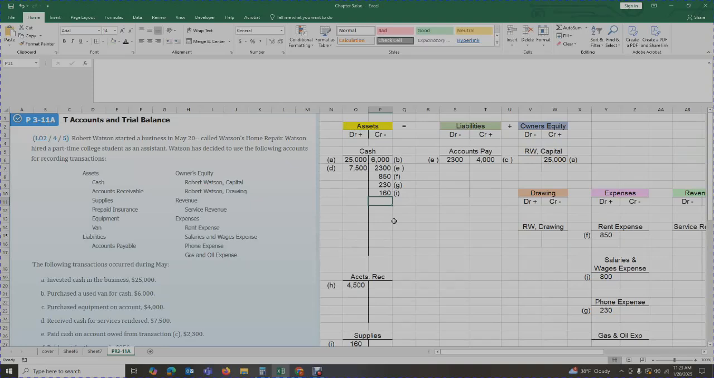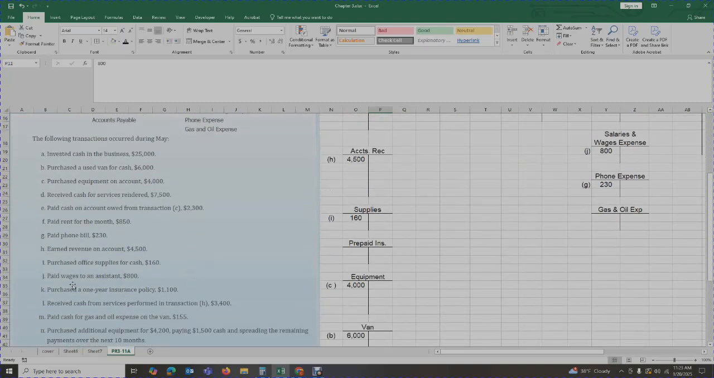You pay it with cash. So cash is going to decrease because you're paying the payroll for the assistant. That is letter J. Okay. So I've got a debit to salaries and wages expense, and I've got a credit to cash. We are in balance. That's letter J.